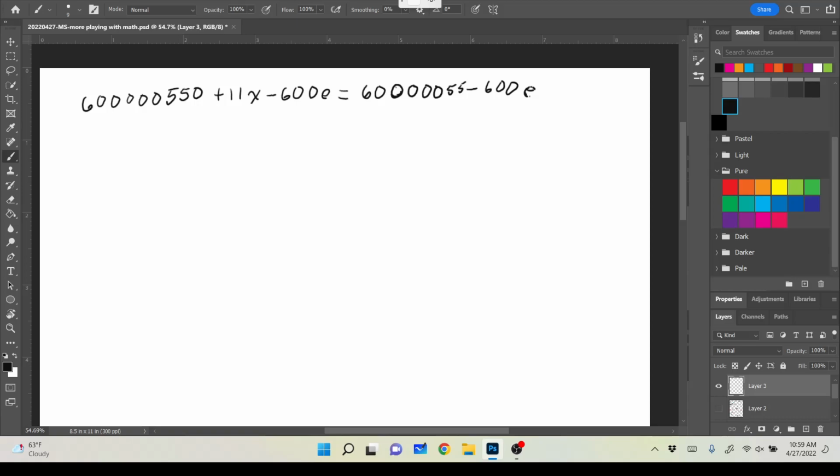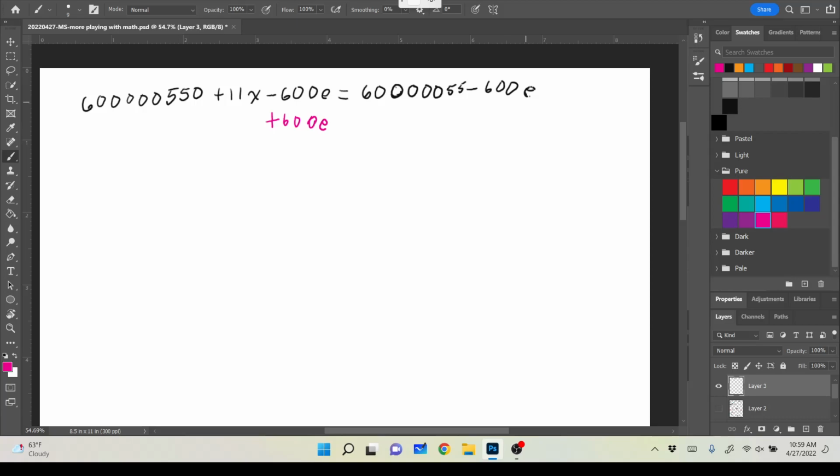The 600E. Okay, taking care of the 600E. So how are we going to get rid of the 600E? I'm going to add 600E to both sides. Sounds great. And it combines. All right, it combines with which one of these? This guy or that guy? That. Yeah, that guy. That's right.